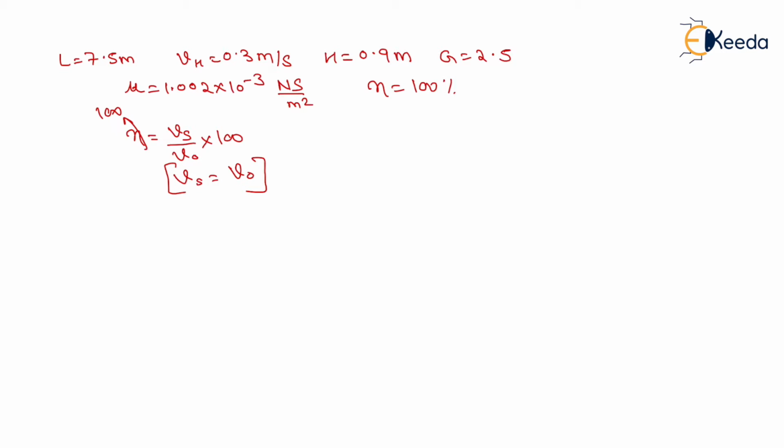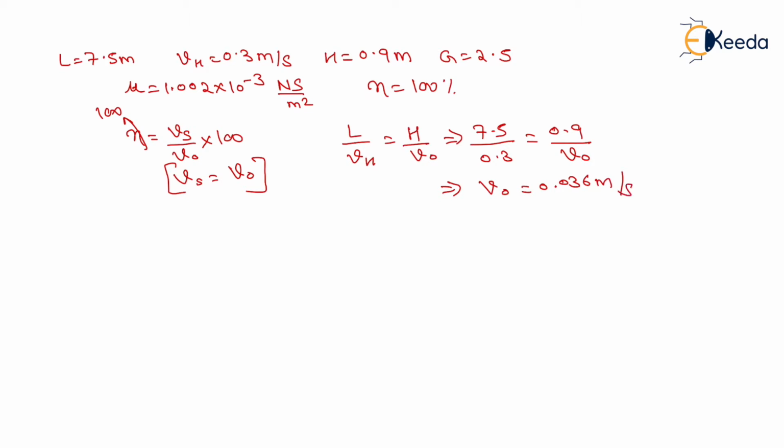Now we need to find the overflow rate from the given data. That will be equal to L upon VH, which equals H upon V naught. Now we put all these values: length as 7.5, VH as 0.3, height as 0.9, and from this we can determine the V naught value, which comes out as 0.036 meter per second. That is the overflow rate. Now Vs is equal to V naught, so Vs will also be 0.036 meter per second. Clear?